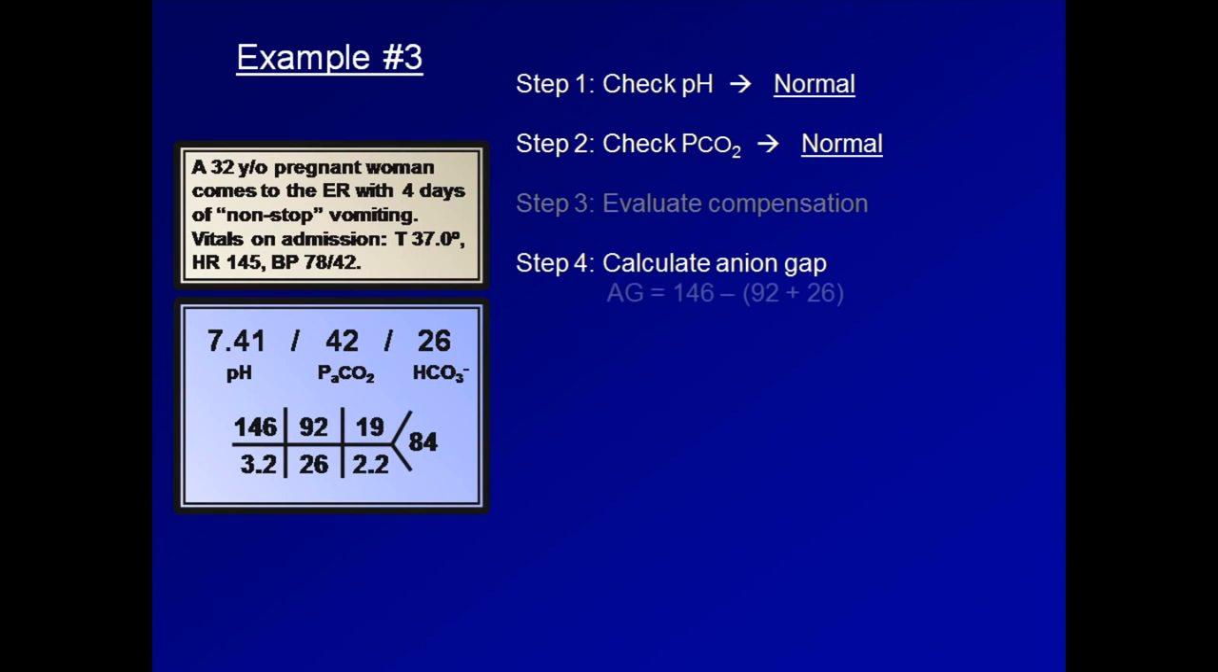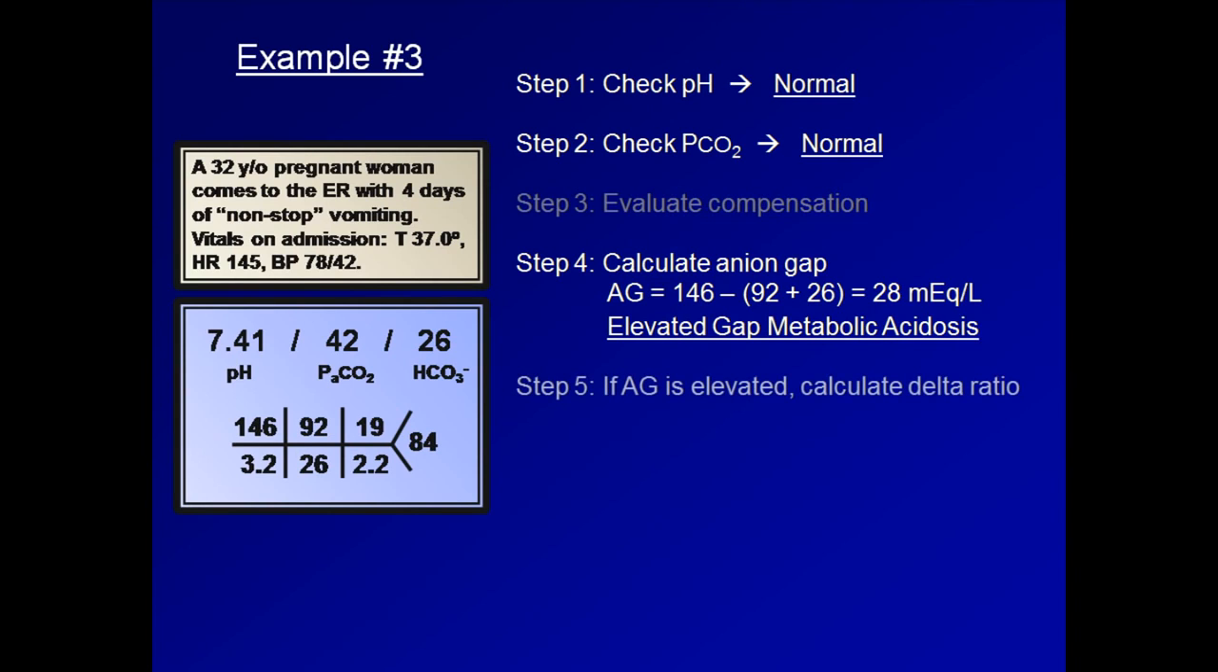Step 4, we already calculated the anion gap to be 28, a high enough elevation that it can only be explained by the presence of an elevated gap acidosis. Finally, step 5, calculate the delta ratio. The delta anion gap is 28 minus 12, which is 16. That's easy. What about the delta bicarb?